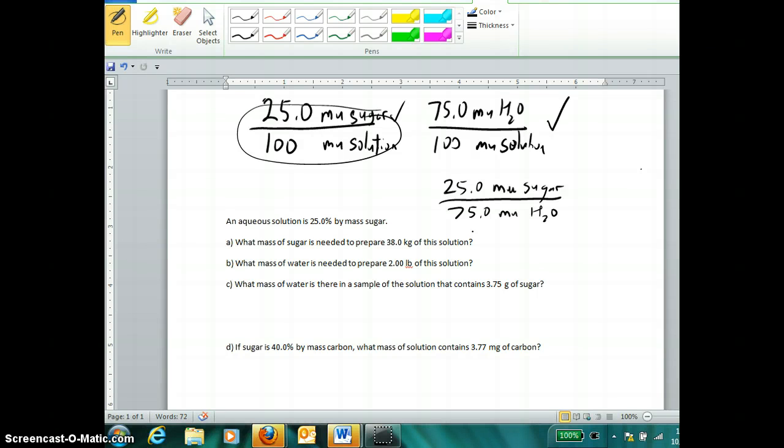Now, in order to continue the problem, we would of course use the same information, as it is still a 25% by mass sugar in water aqueous solution. And in the third part of the problem here, we're asked what mass of water is there in a sample of solution that contains 3.75 grams of sugar. Well, first, a new piece of information has been introduced, so I write it down with number, units, and label.